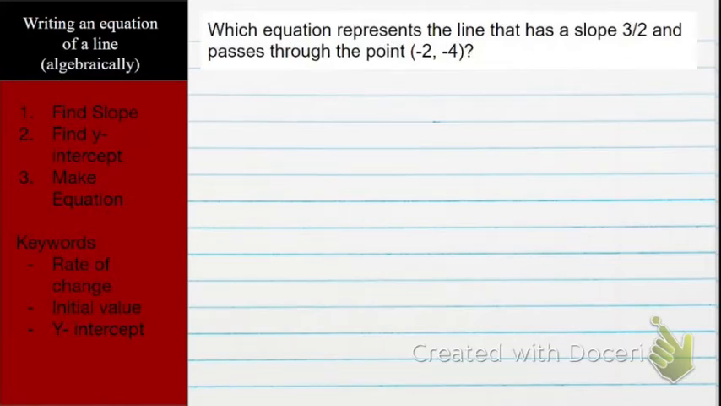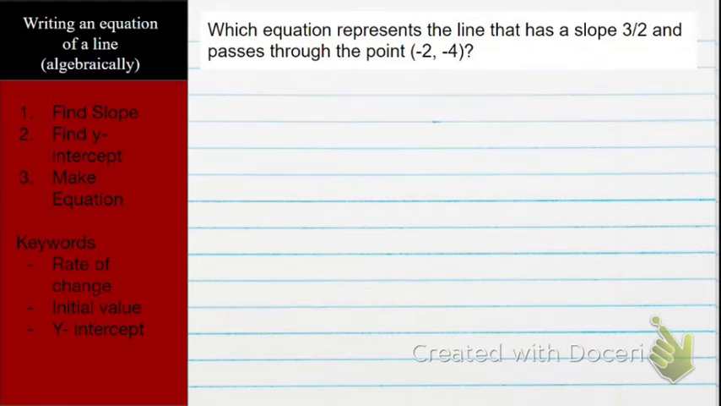First example, it says write the equation that represents the line that has a slope of 3 over 2 and passes through the point (-2, -4). Every time we go to solve these problems, we have to find the slope first, then we have to find the y-intercept, and then we make our equation. That's exactly what it's talking about over here off to the side. If we can accomplish these 3 things, then we'll have our answer.